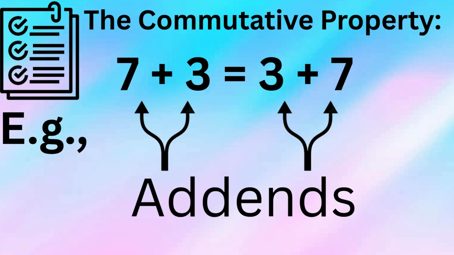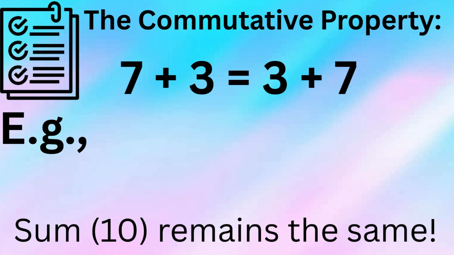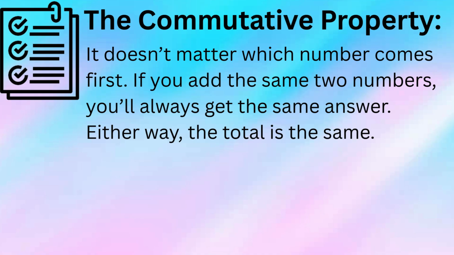In the first example, notice how the addends switched places. 7 plus 3. Instead of 7 coming first, 3 came first. 3 plus 7. So 7 plus 3 equals 10. 3 plus 7 equals 10. Either way you change the addends, the sum stays the same. This applies to the second example as well. So it doesn't matter which number comes first. If you add the same two numbers, you always get the same answer. Either way, the total is the same.